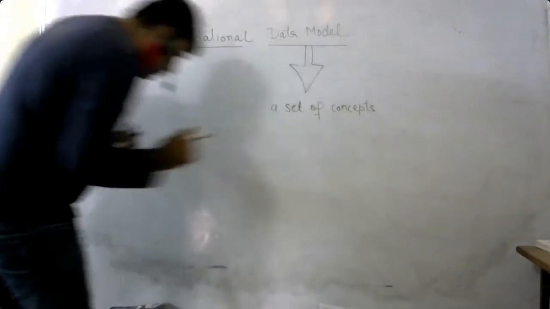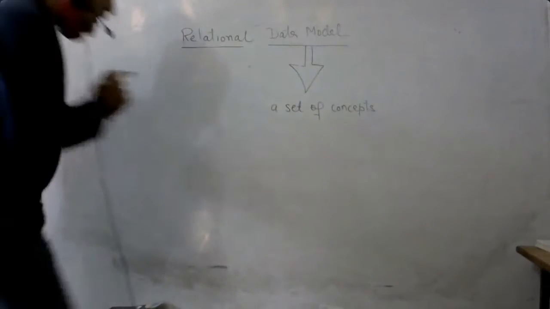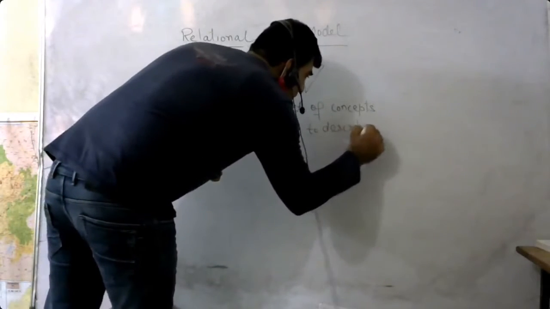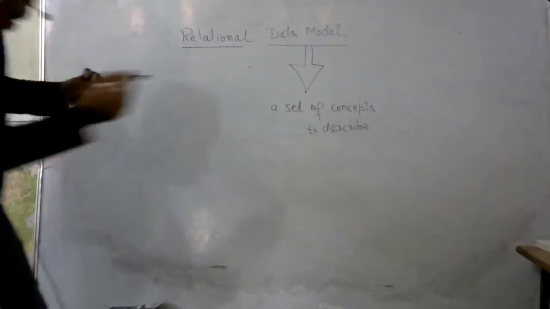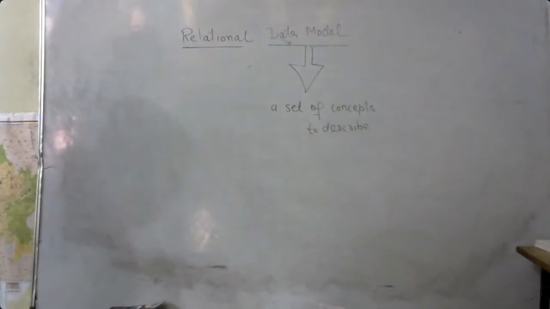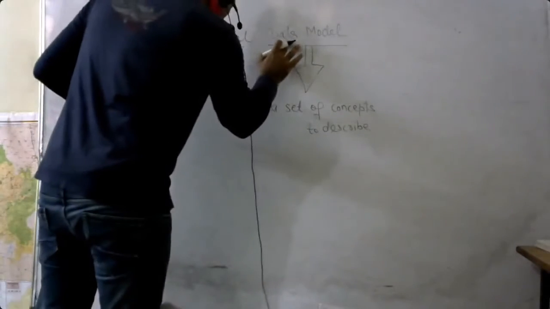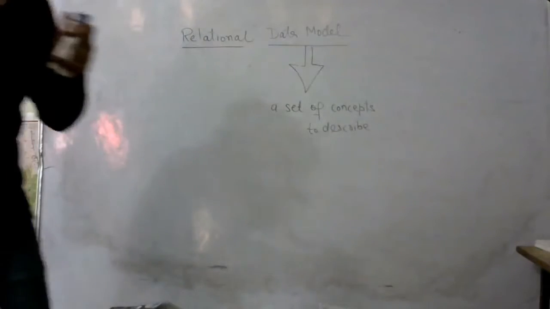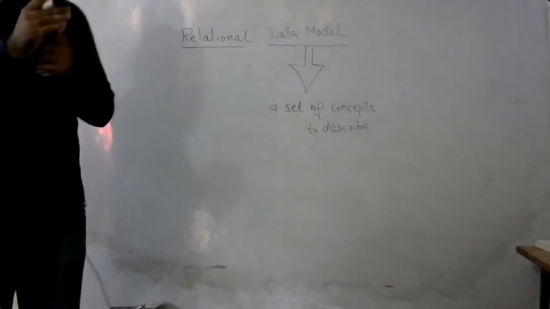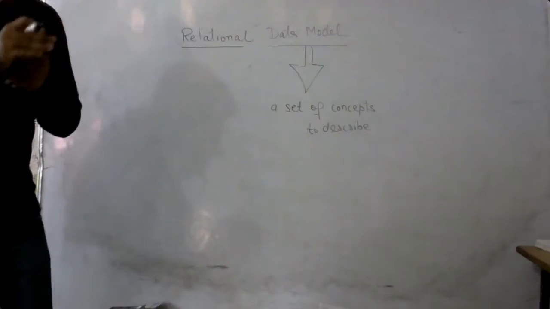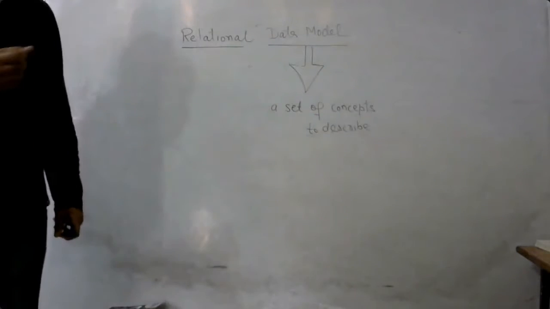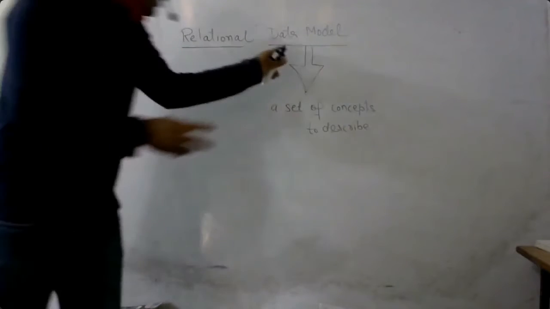You might have a set of concepts to describe, because a model always describes something. Now here, what do you want to describe? You want to describe your database. Getting my point? You want to describe the structure of the database, how the database will look, what will be the structure of the database. If you want to describe the structure of a database by some set of rules, by some prototype, then that term is known as the data model.